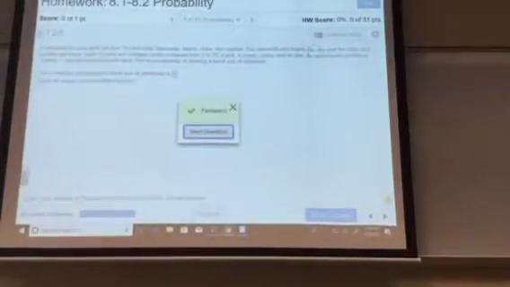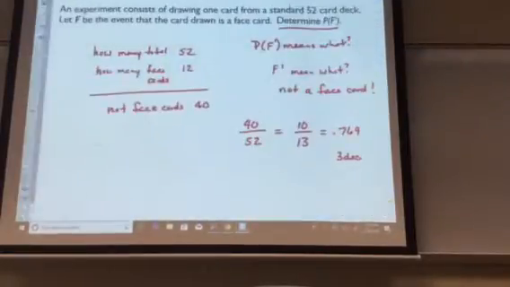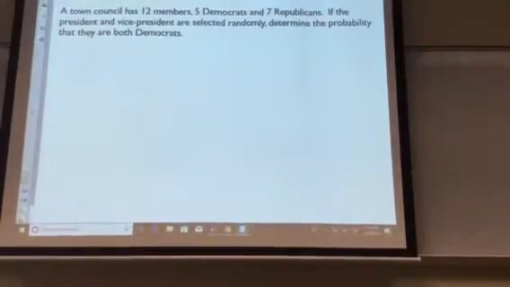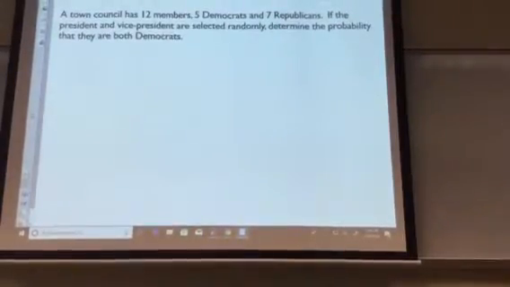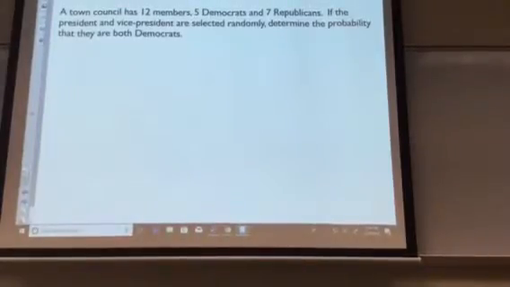Okay, so the author likes card problems, and we're going to have to understand some things about card problems out there. Town council has 12 members, 5 Democrats, 7 Republicans. If the president and vice president are randomly selected, determine the probability they're both Democrats.